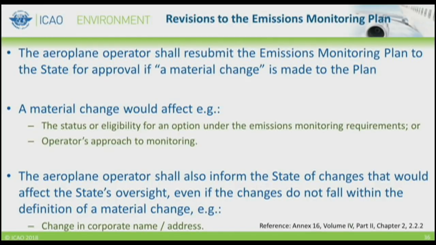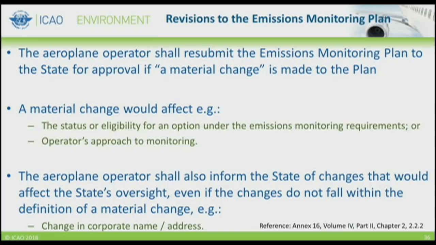I already talked about the revisions. It's important that the emissions monitoring plan is being kept up to date. So the emissions monitoring plan should always reflect the current situation inside of the operator. Of course, changes do happen, and that's why there are provisions on how to communicate the changes from the operator to the state. So the SARPs talk about a material change. A material change is something more significant, for example, a change to a fuel use monitoring method. If the operator wants to change its approach to fuel use monitoring, then this is a material change, and this is a change that should be approved by the state.